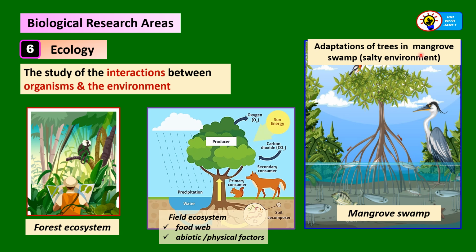Okay, what are the animals living in the mangrove swamp, which is near the sea and which contains a lot of salt water, salty sea water. So what are the adaptations of the trees in the mangrove swamp so that they can live in this salty environment, which is not suitable for land plants, right? So they are very special adaptations. So it's very interesting to study ecology, okay, when we discuss the adaptations of the organisms to survive in their natural environment.